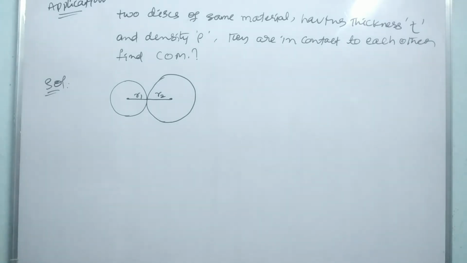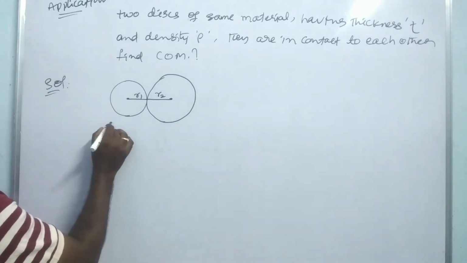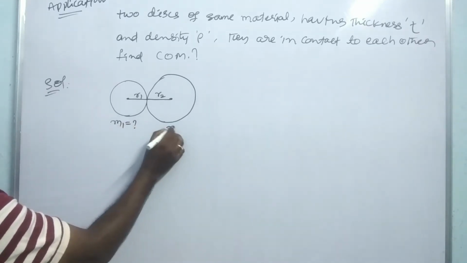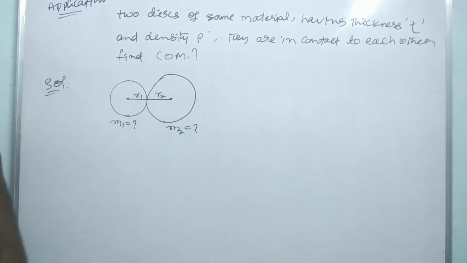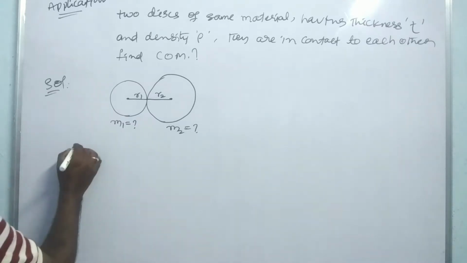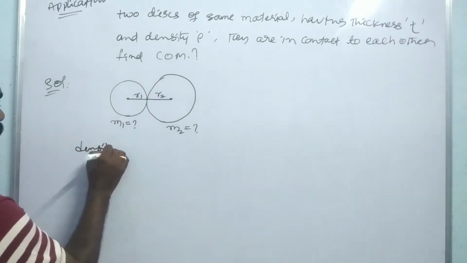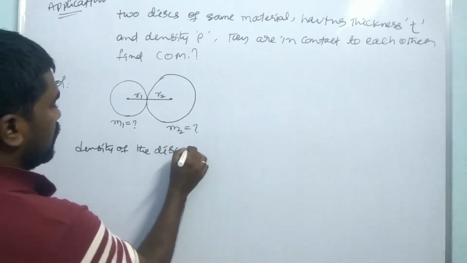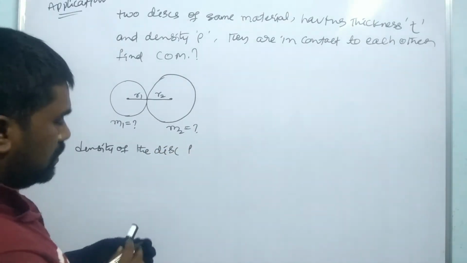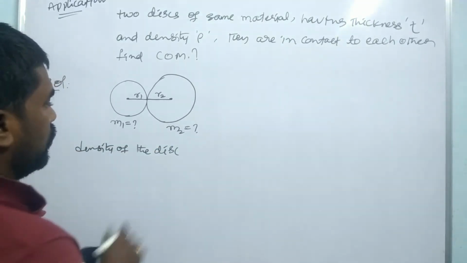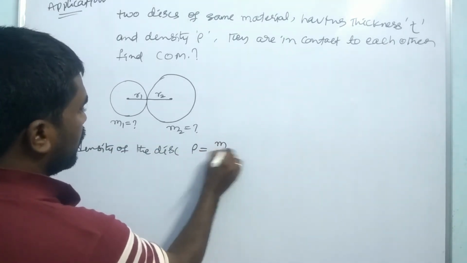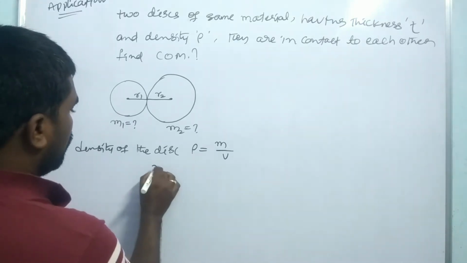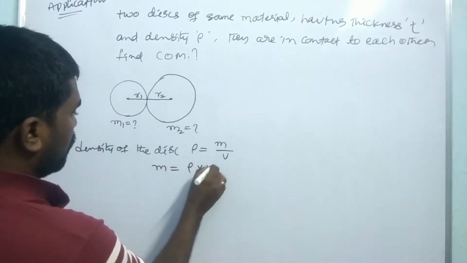Here we have to find the masses m1 and m2. What has been given to us is the density and thickness. The density of the disc rho is equal to mass by volume. So mass is equal to density into volume.